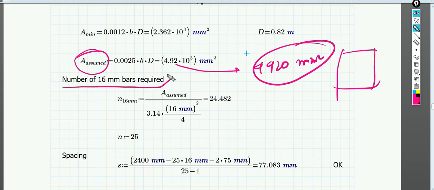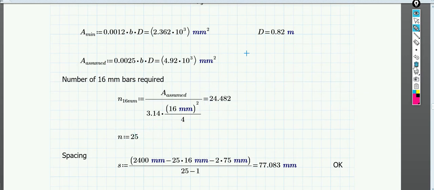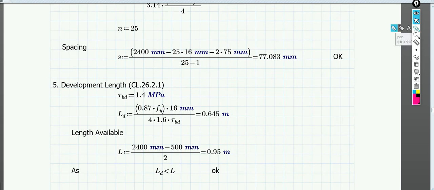So let's find out the number of bars that will be required. That is A assumed, we have considered the maximum one, divided by the cross-sectional area of a 16 mm bar, assuming 16 mm bar for the reinforcement. It comes out to be 24.4. So let us provide 25 bars. Now we have to check whether, if we provide 25 bars, the spacing criteria is satisfied or not.